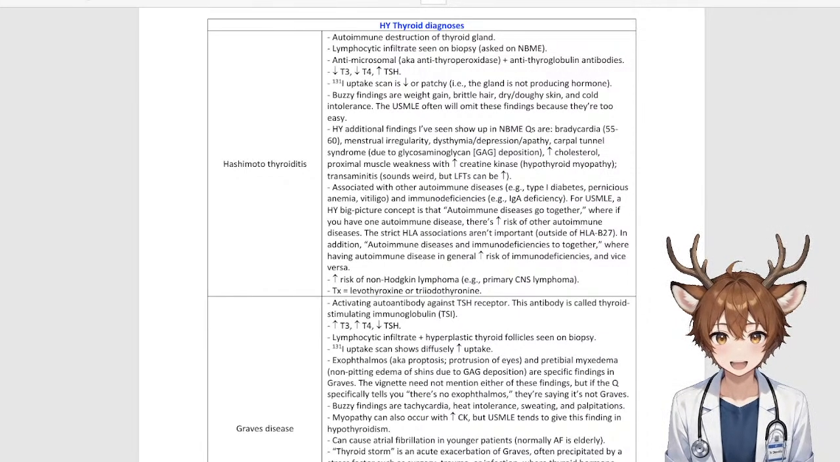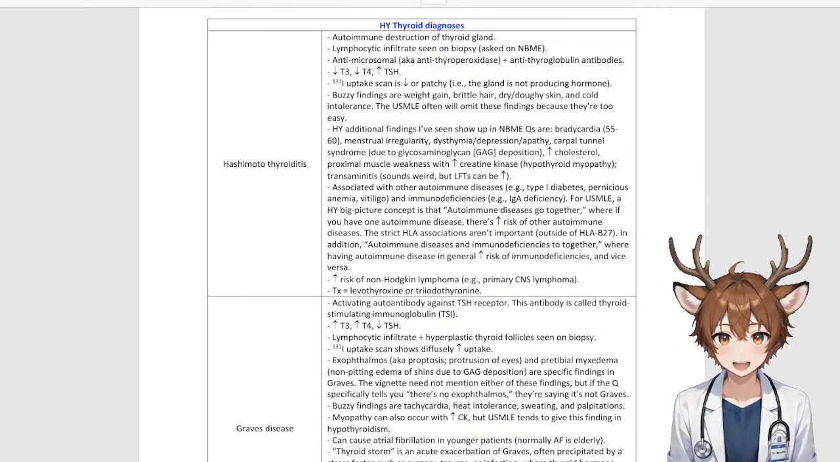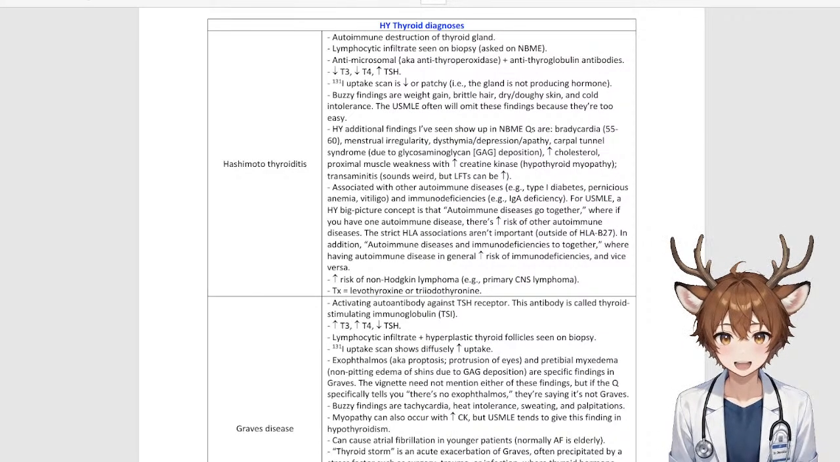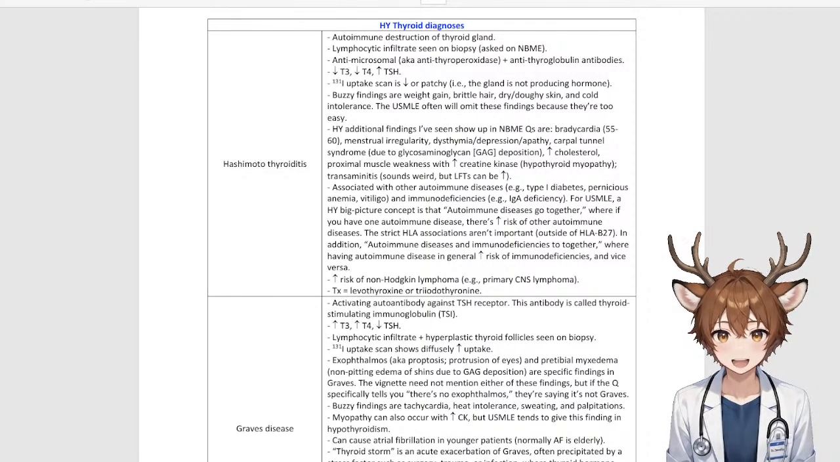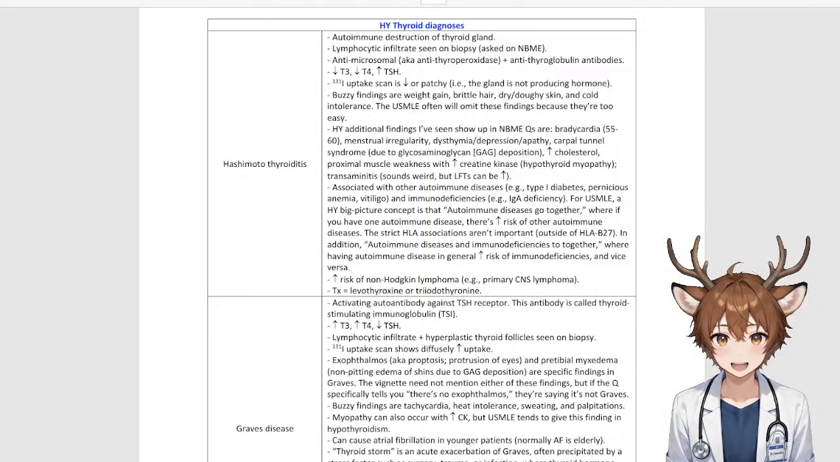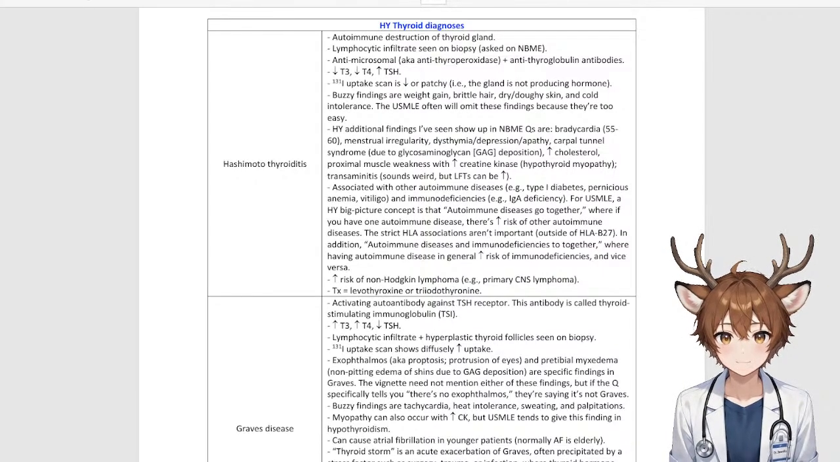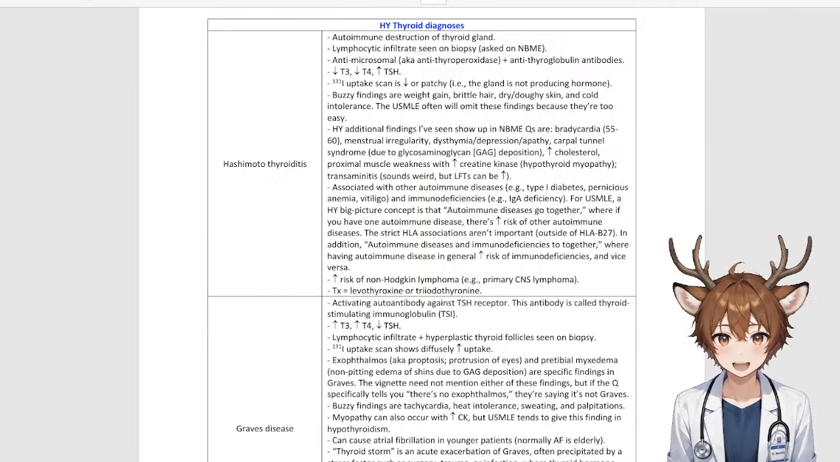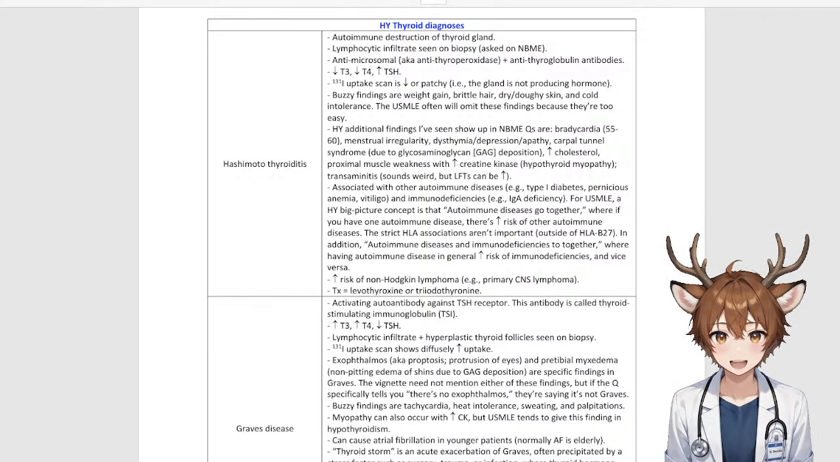High-yield additional findings I've seen on NBME questions are bradycardia, menstrual irregularity. So by the way, bradycardia is 55 to 60 BPM. Menstrual irregularity, dyspnea, depression, apathy, carpal tunnel syndrome due to the glycosaminoglycan deposition, elevated cholesterol, proximal muscle weakness with elevated creatine kinase, hypothyroid myopathy, transaminitis. Sounds weird, but LFTs can be elevated.